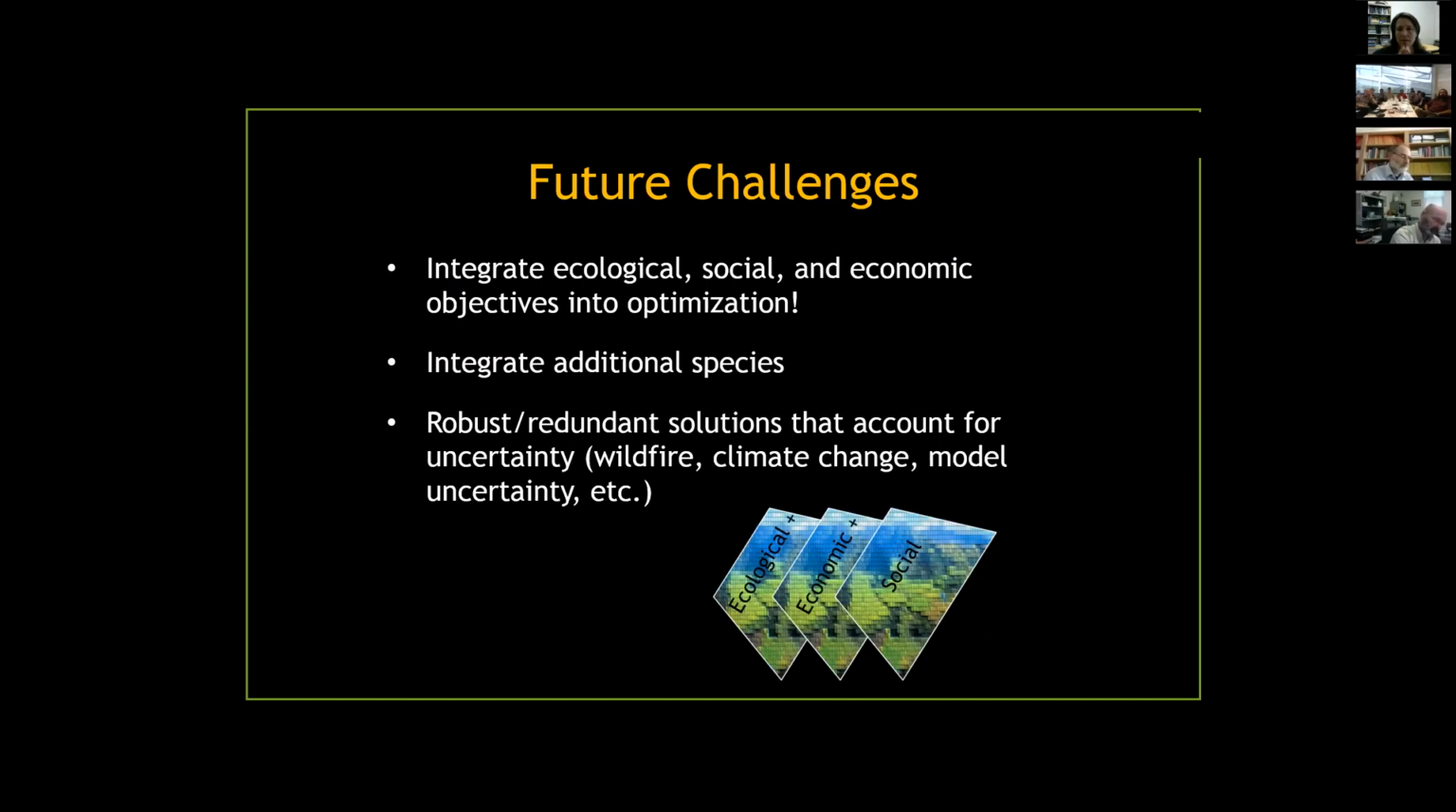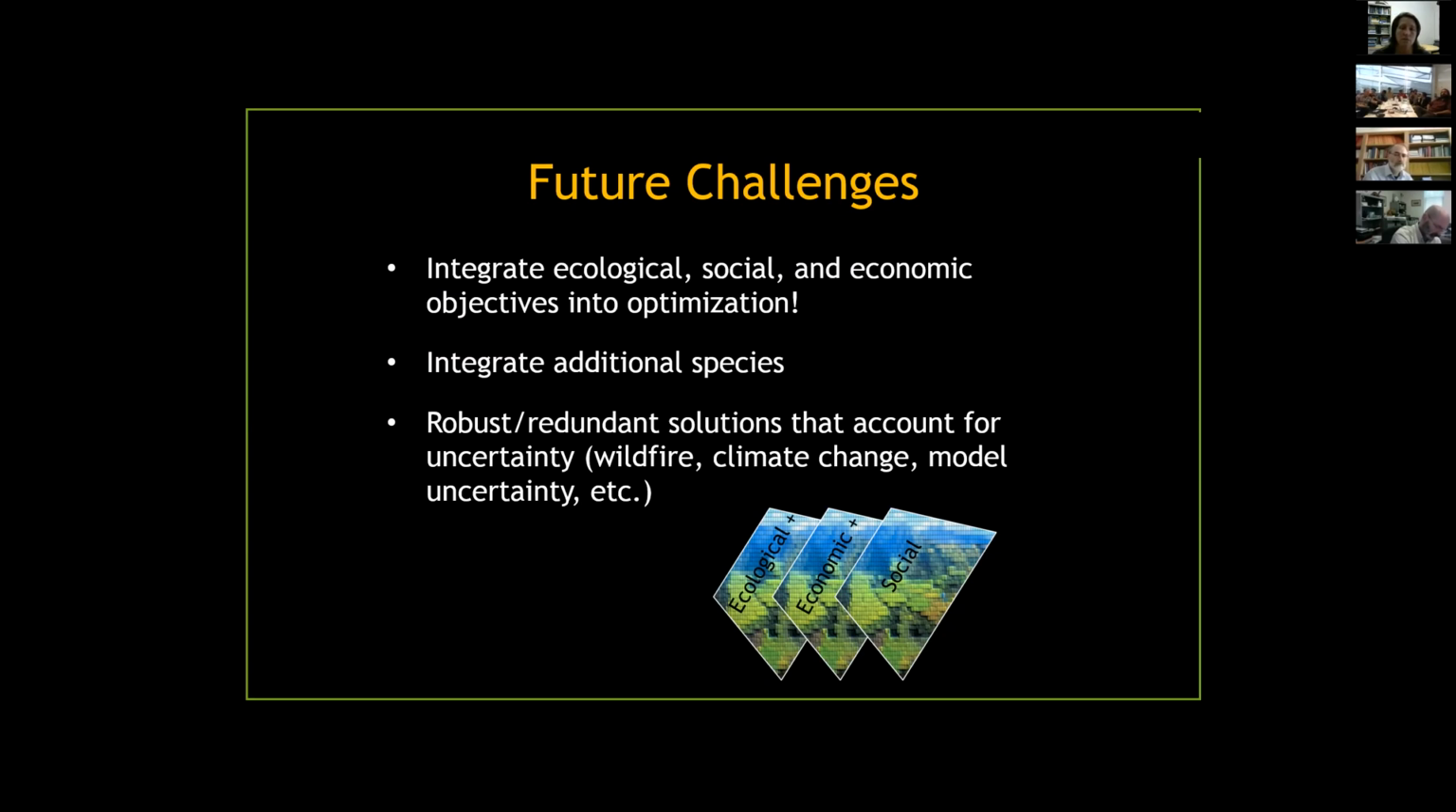Now, those are the next steps. I'd like to mention some future challenges that I'd like folks to consider, or things that this larger group is considering. One is that eventually, once we figure out that social science piece of the work and we're able to characterize these social values spatially, we need to integrate the ecological, the social, and the economic objectives all into the optimization problem.